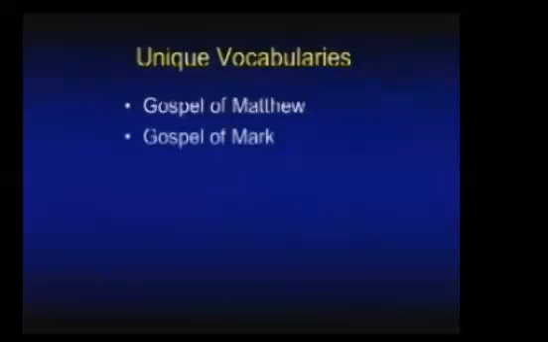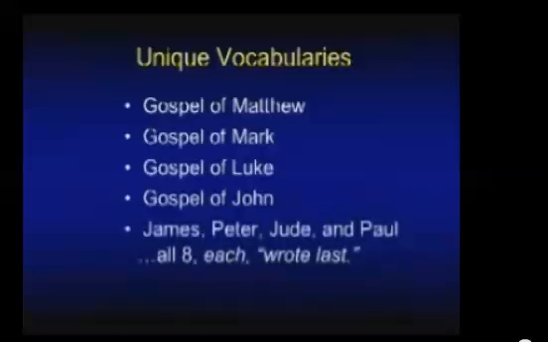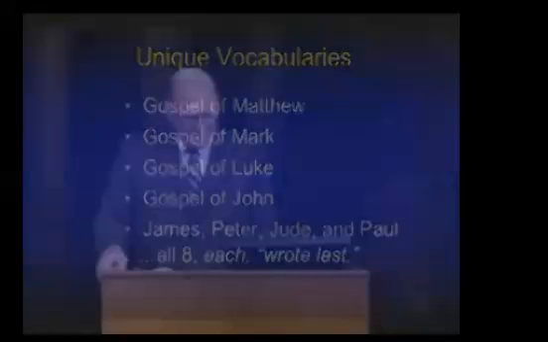Except I can use the same argument for the Gospel of Mark, because its vocabulary is a multiple of 7 exactly, the words that are unique to Mark. The words that are unique to Luke are a multiple of 7 exactly. The Gospel of John, each one of these wrote theirs last. Obviously not true. James, Peter, Jude, and Paul. All 8 of these guys have vocabularies that are unique to their writings that are multiples of 7 exactly. Do you detect the fingerprints of the Holy Spirit here?